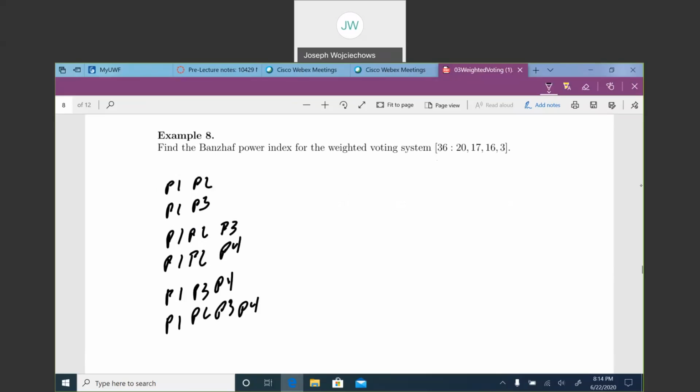So in the case of this, both of them are necessary to pass. Player 1 drops, we only have 17. If player 2 drops, we only have 20. Doesn't work. Same principle here. So both of these are critical. Now in the case of this, if player 2 drops out, we still have 36. And if player 3 drops out, we still have 37. So only player 1 is essential there.